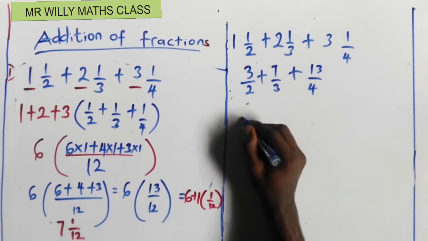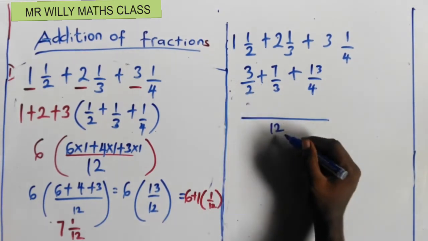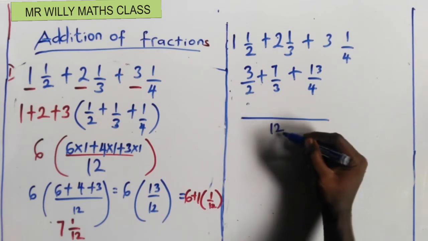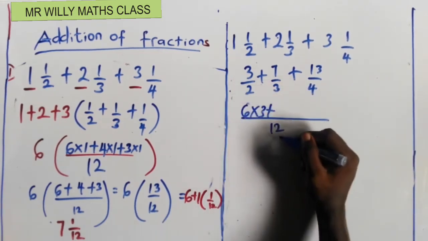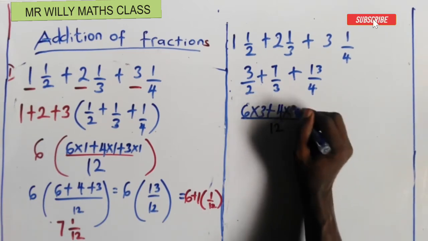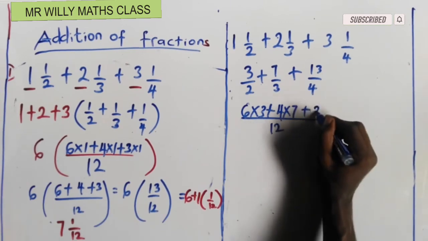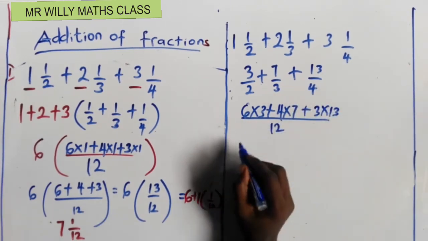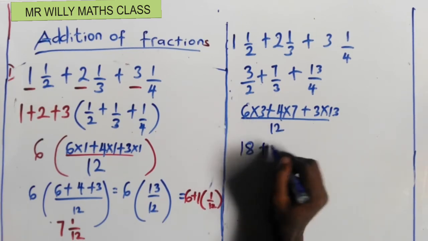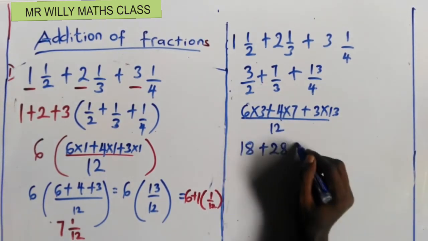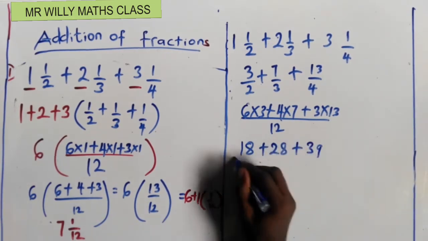You look for the LCM. The LCM we've done before. That's 12. So 2 in 12, you use the denominator to divide the number. 2 in 12, that will be 6. So you have 6 times 3, plus 3 in 12, that will be 4. 4 times 7, plus 4 in 12, that will be 3. 3 times 13. So you move on. What is 6 times 3? 18, plus 4 times 7, that's 28, plus 3 times 13. That will be 39 over 12.